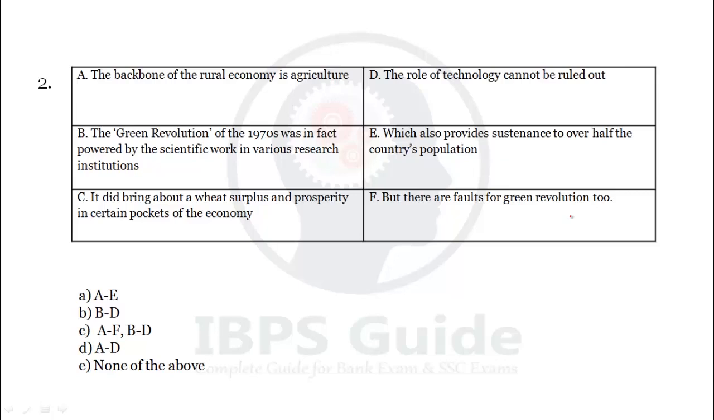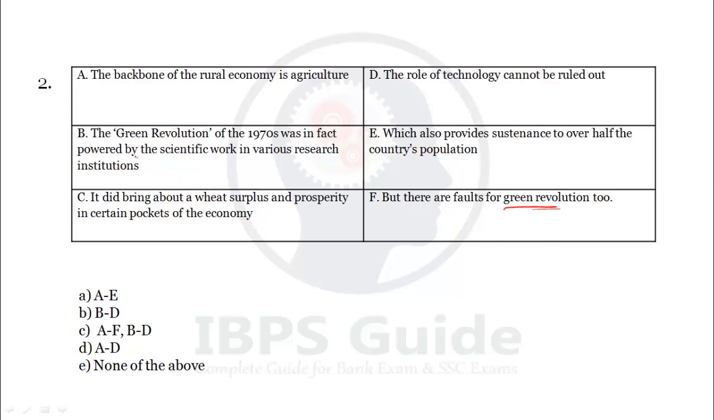Our first option is AE, second is BD, third is AF and BD, fourth is AD, and fifth is none of these. So at first go through AE. The backbone of the rural economy is agriculture, but there are faults of Green Revolution too. And guys, we all know agriculture is related to Green Revolution.